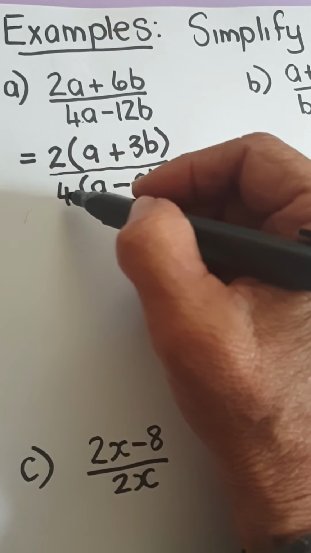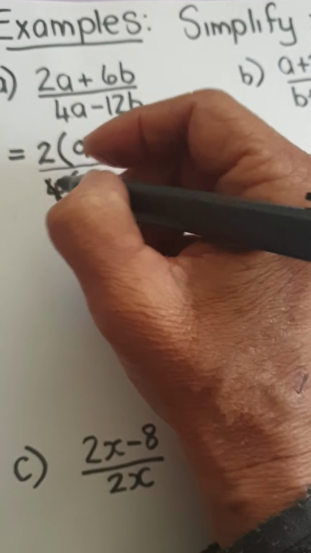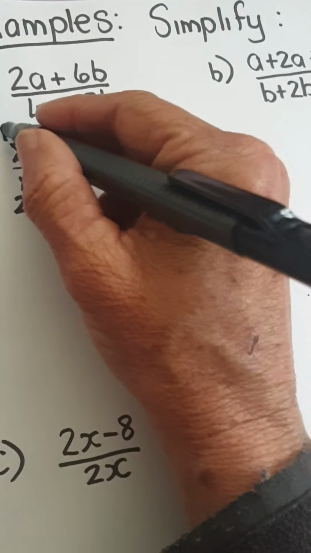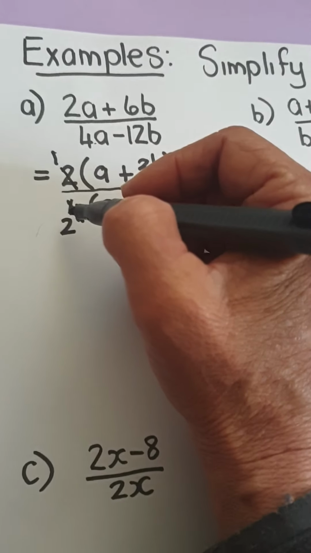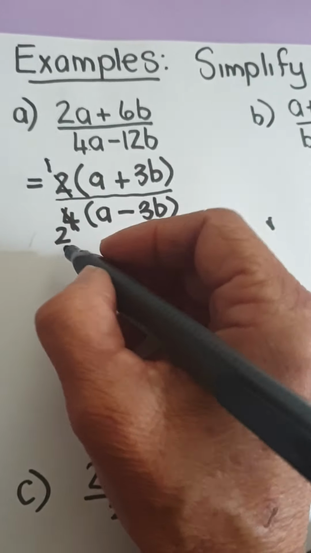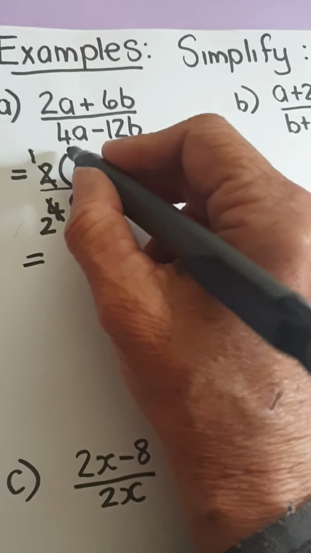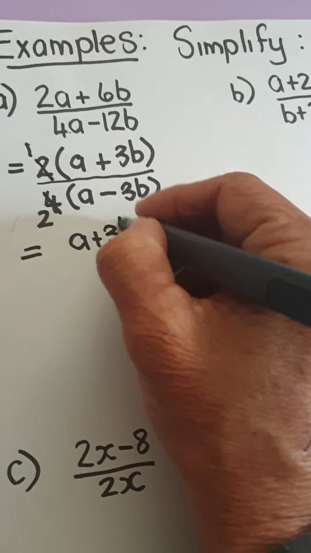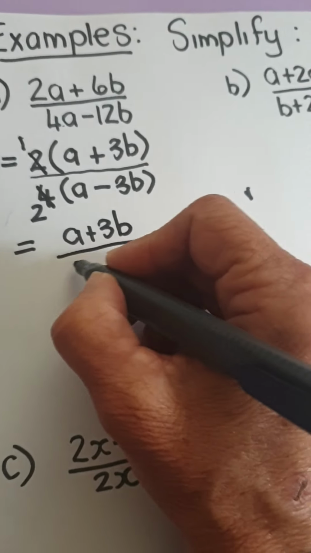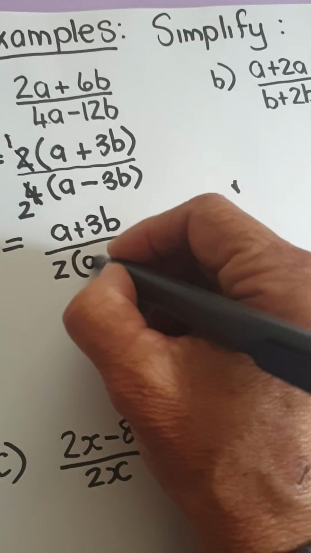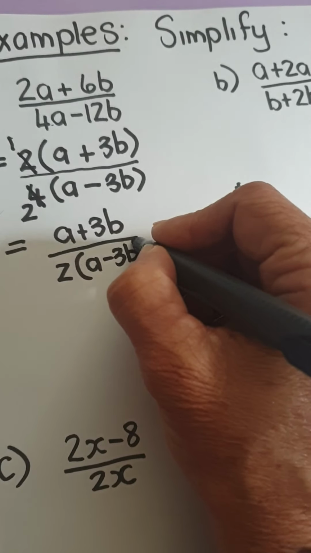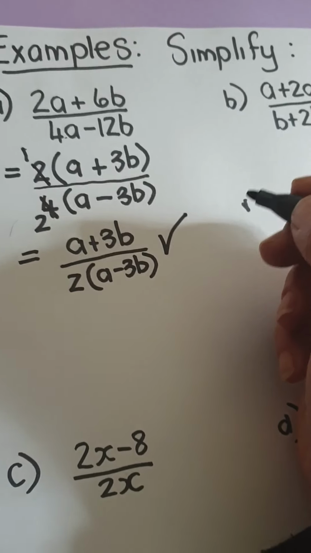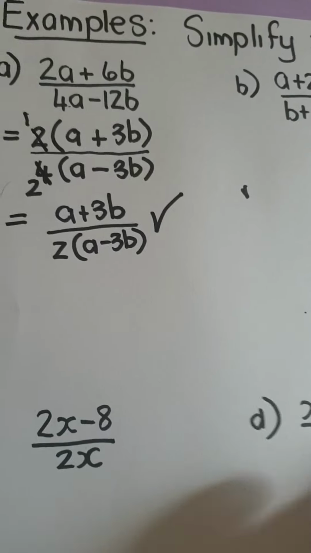It is 2. So I'm going to divide 4 by 2, and 2 go into 4 twice, and 2 go into 2 once. I'm dividing both the numerator and denominator by 2, and I get in my numerator 1 times the bracket, which is just a plus 3b, divide by 2 times a minus 3b. And there's nothing else I can do. This is now simplified, and it's in the simplest form.